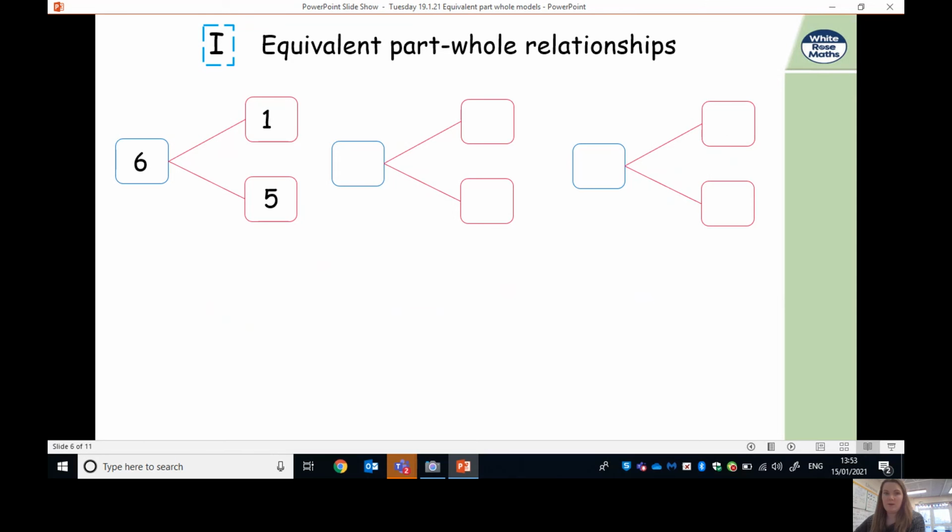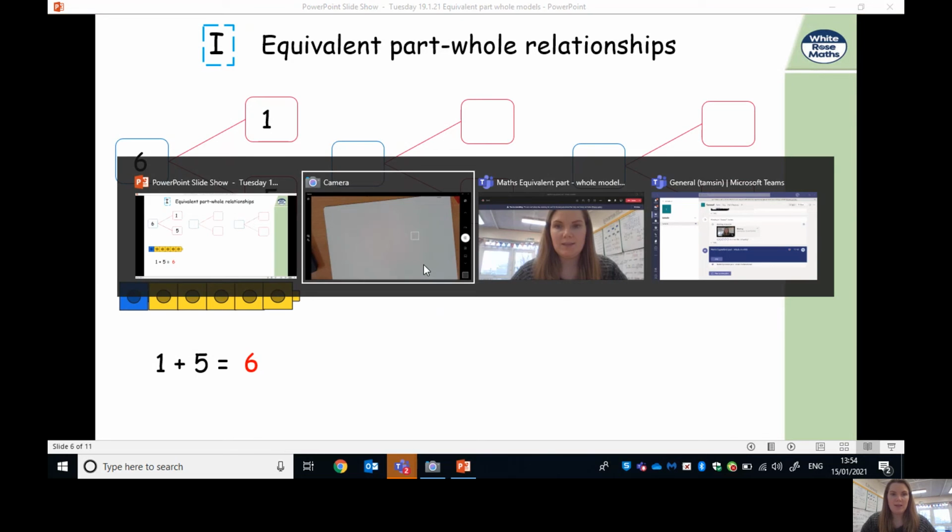I might need a bit of help with some of this one. Let's see what we can do. We're making 6. Now, I had a go and I said 1 plus 5 is 6. Is that right? If I get 1 and I count on from 1, 2, 3, 4, 5, 6. Absolutely right. 1 plus 5 equals 6. Should we try some other ways to make 6?